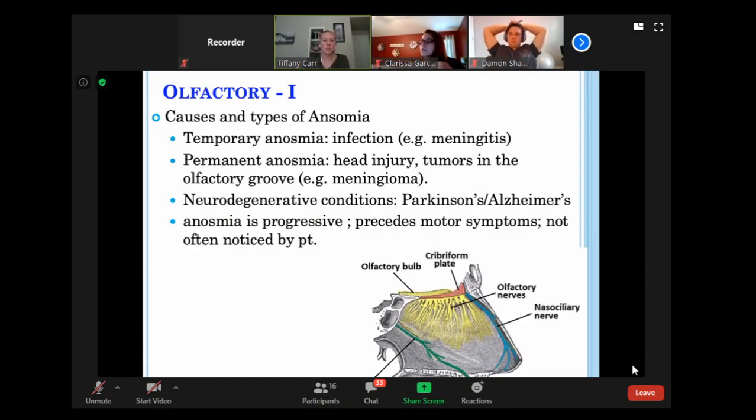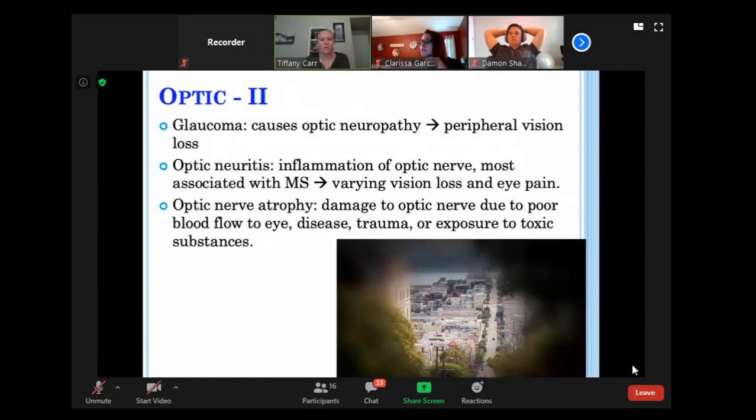It can also be with neurodegenerative conditions like Alzheimer's, Parkinson's. It is progressive, and it comes before the motor symptoms, so they may not even notice what's going on based on their smell. The optic is going to be symptoms of glaucoma through optic neuropathy.